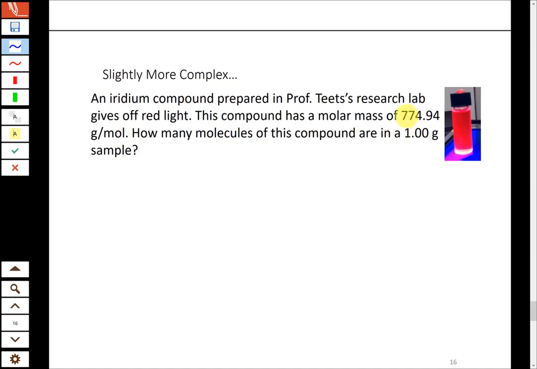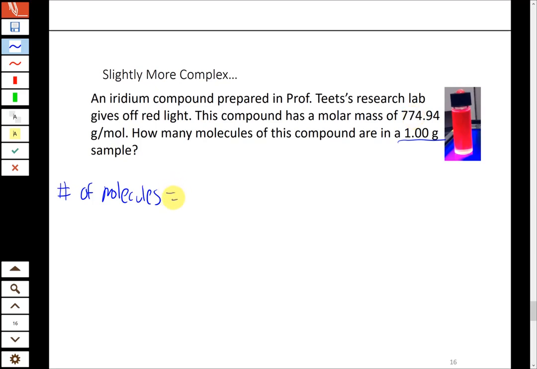And the molar mass of this compound is 774.94 grams per mole. We want to know how many molecules are there in a 1 gram sample. So this is kind of similar to an example we did earlier with an element. Now we're just dealing with a compound instead. And so the steps are really very similar. So if we want to know the number of molecules in this, so this is a compound, which means that the fundamental building block of this is not going to be atoms, but molecules. And that's what we're going to find here.